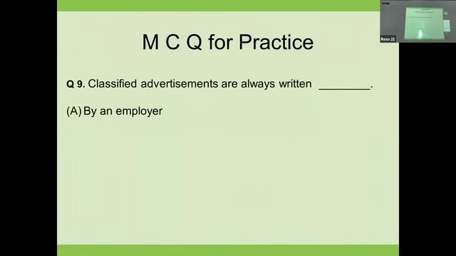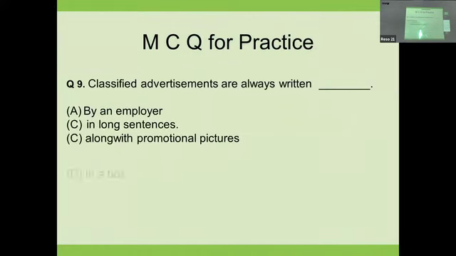Classified ads are always written by an employer in long sentences along with promotional pictures or in a box. Why not A? I'm asking you. Employer will only give situation vacant. But what about lost and found, missing person, missing pet? An employer won't give those. The correct option is it should be in a box.